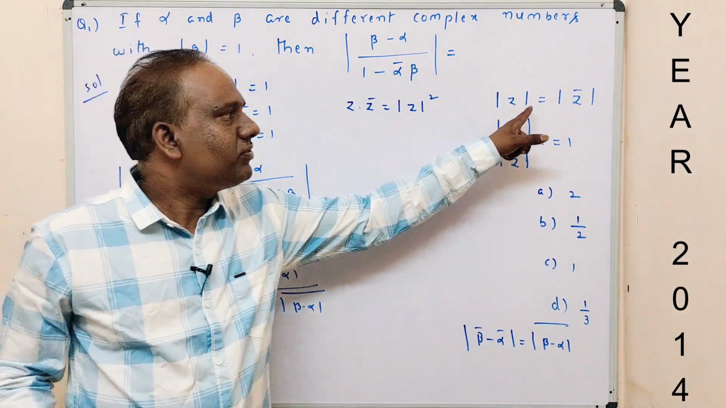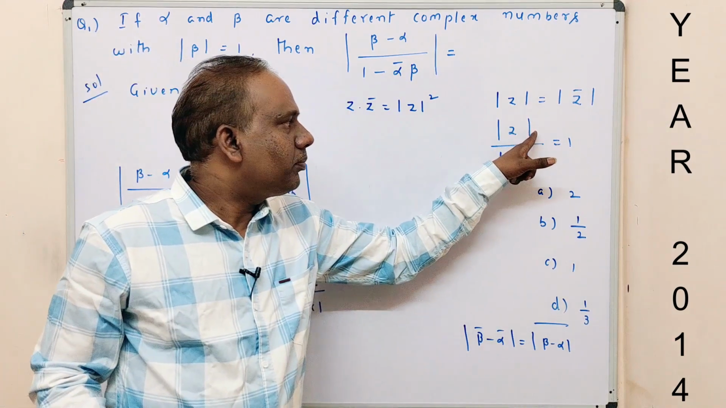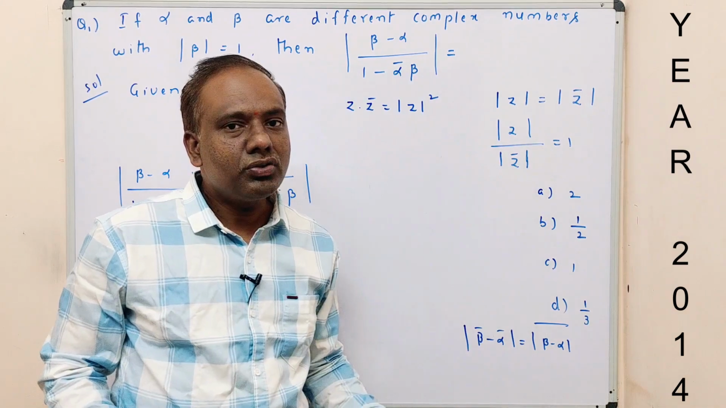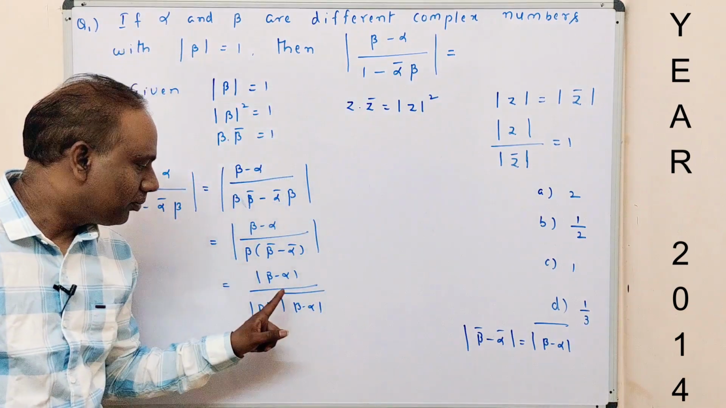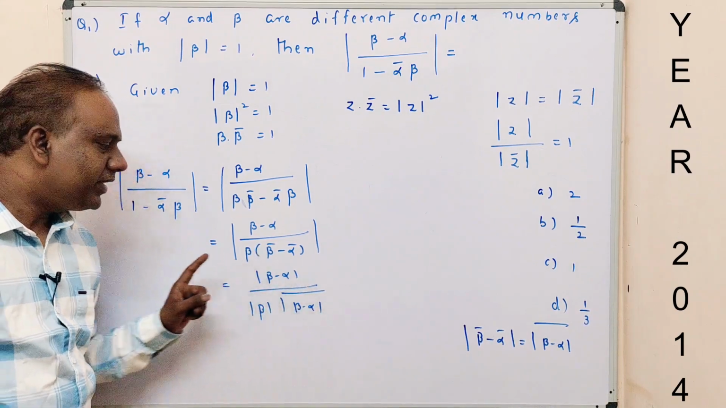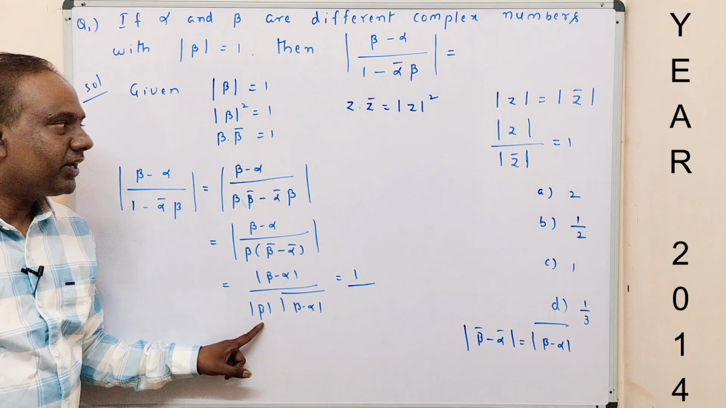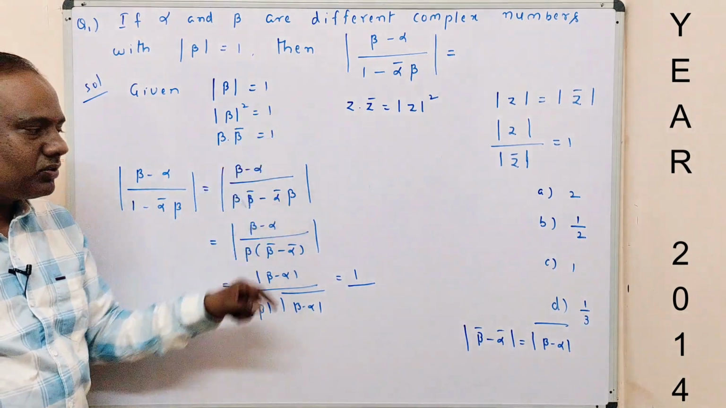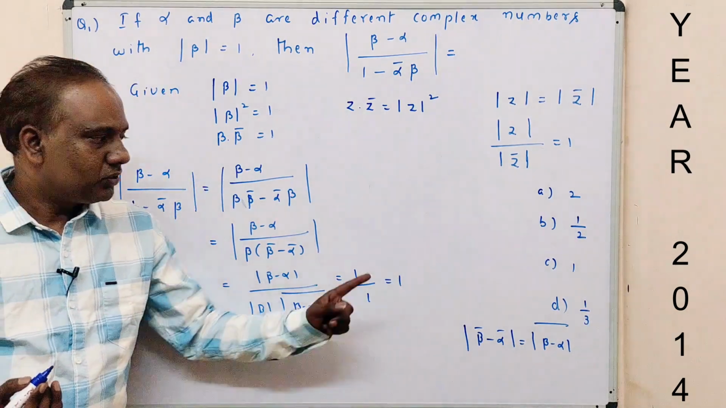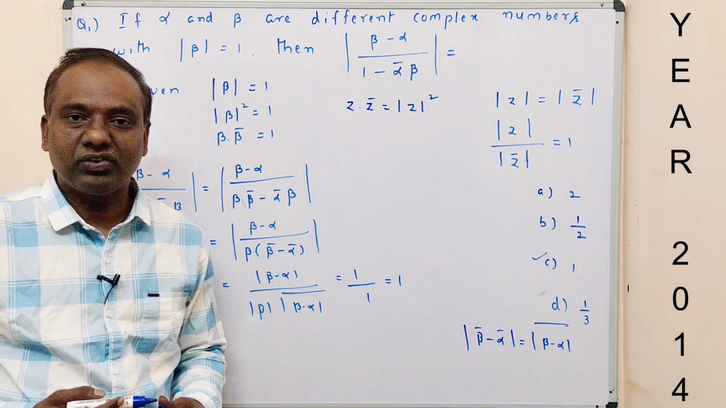Actually, modulus of z is equal to modulus of z bar. So we can write modulus of z by modulus of z bar. This value is equal to what? 1. And modulus of beta value is also 1. So here 1 by 1 is 1. So option C is the correct one.